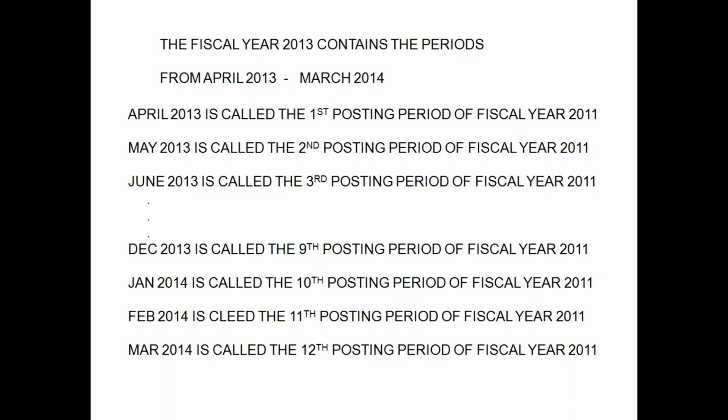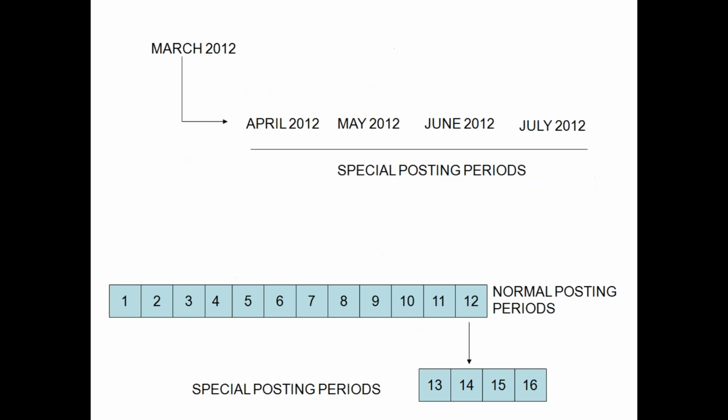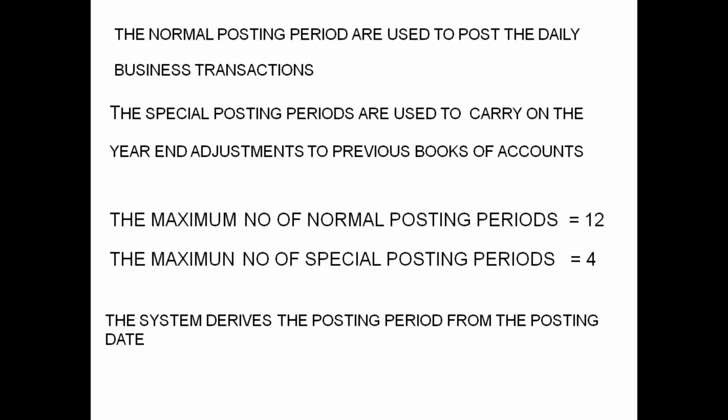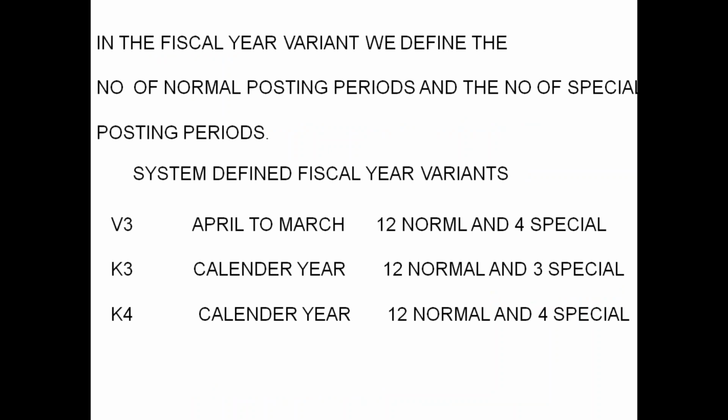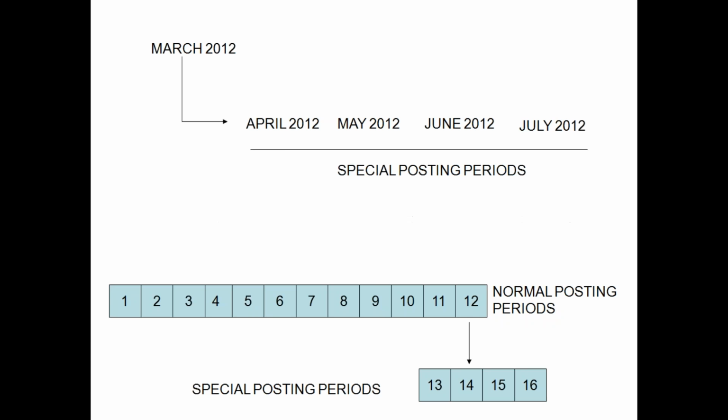Is it fine now? Yes. Now, this is our fiscal year. Now, what do you mean by the fiscal year variant? Here it is saying that in the system, you will find different combinations of normal period and special period. Because here we have discussed that we will be having the calendar year and non-calendar year. But for the calendar year we have only one combination. But here it is saying that for the non-calendar year you will have many choices.